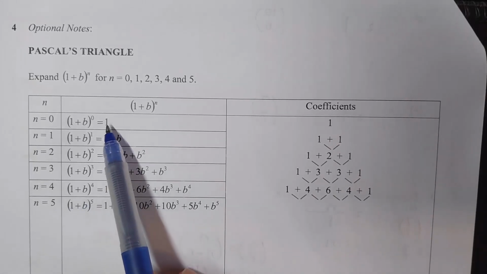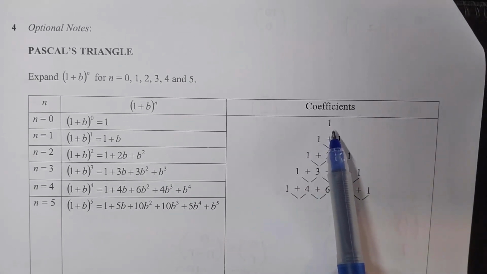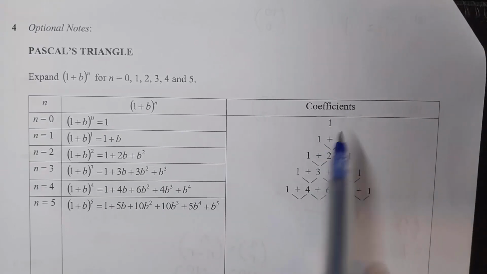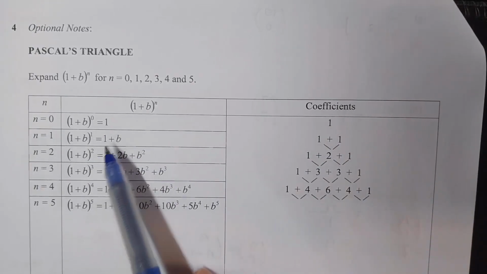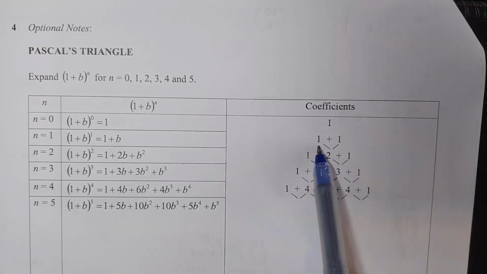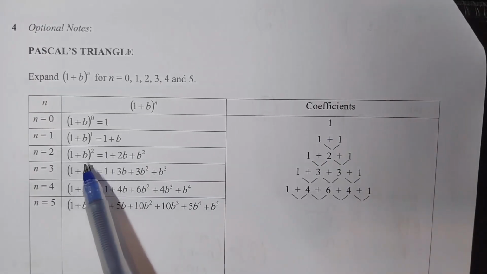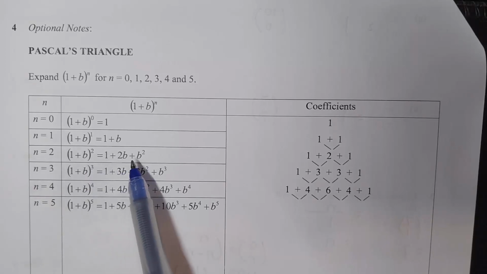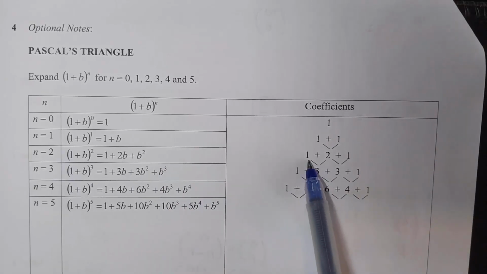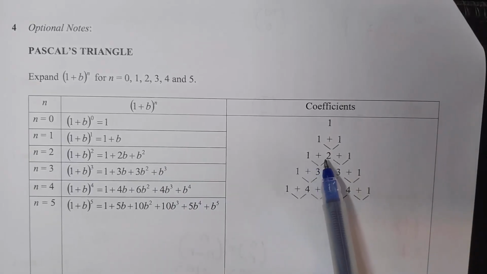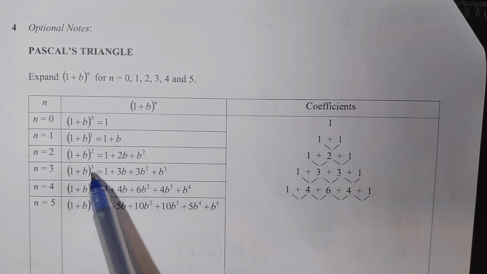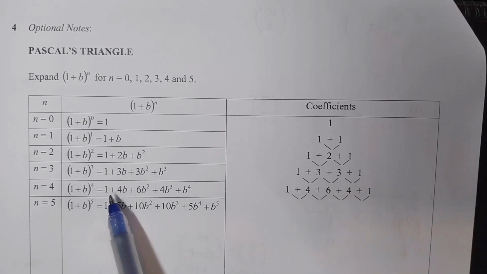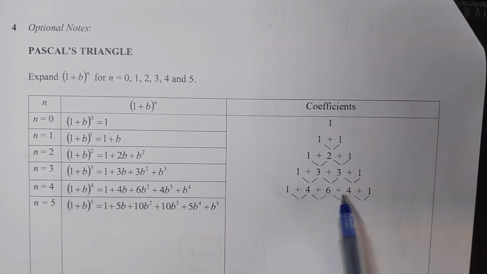So let us write the constants and the coefficients in this manner here. When the power is 0, we simply have only a constant 1. If the power is 1, we have a constant and a coefficient 1. And if the power is 2, we have a constant 1, a coefficient 2, a coefficient 1. So 1, 2, and 1. If the power is 3, we'll have 1, 3, 3, 1. If the power is 4, we'll have 1, 4, 6, 4, 1.